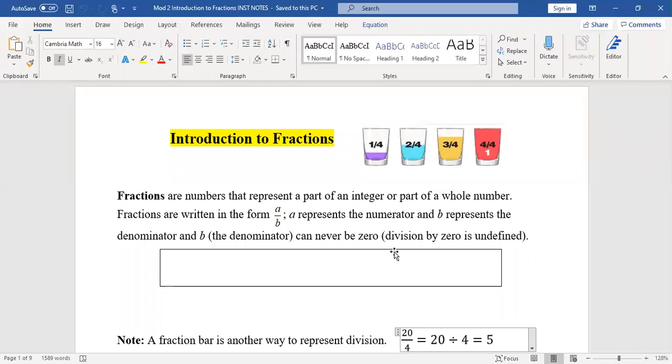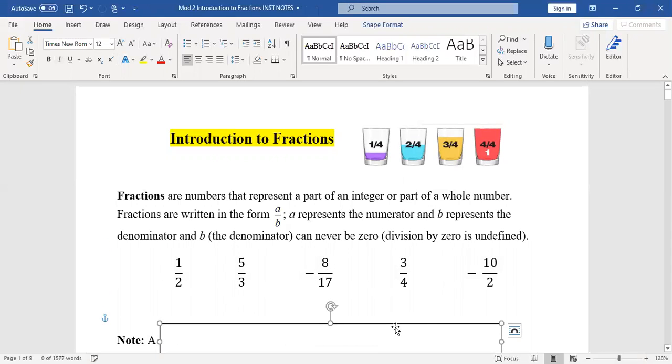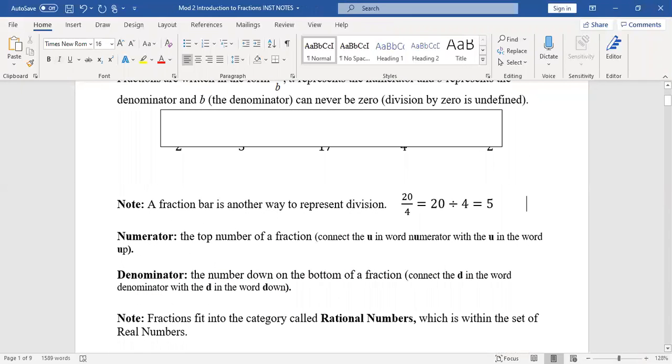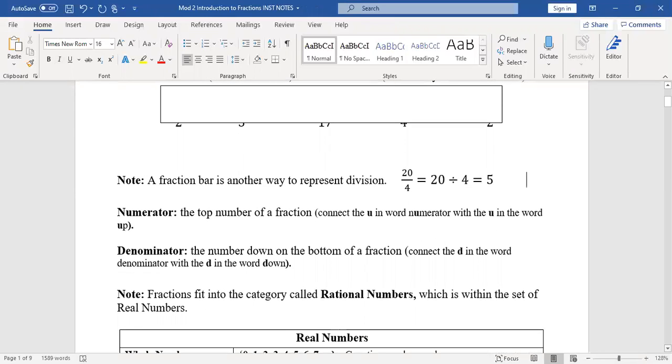Some examples of fractions are 1/2, 5 over 3, -8/17, 3/4, -10/2. A fraction bar is simply another way to represent division. 20/4 is the same thing as 20 divided by 4, which equals 5.